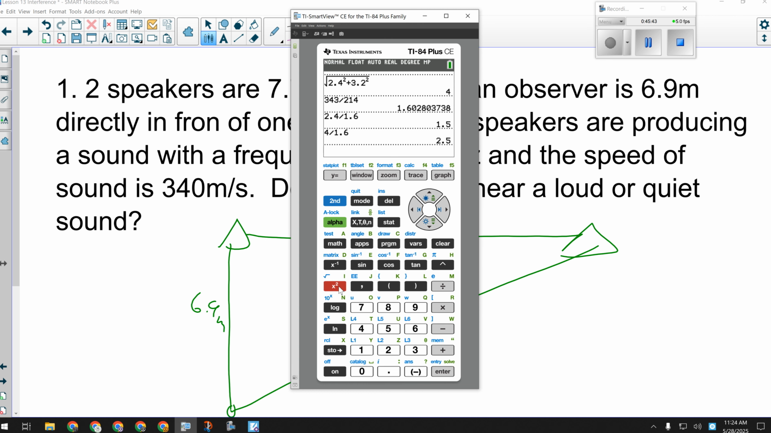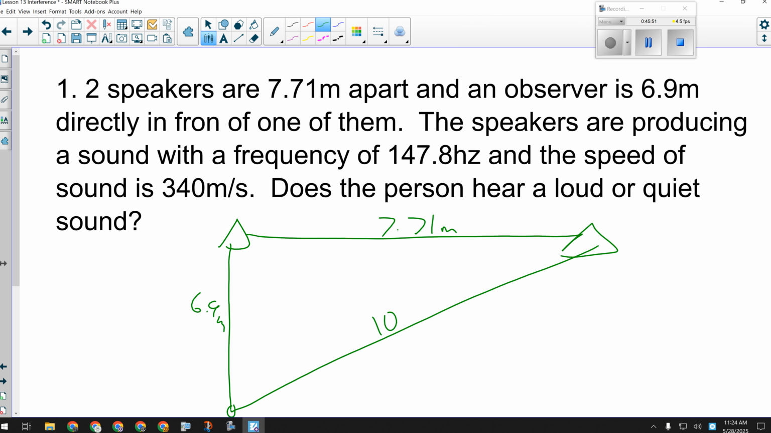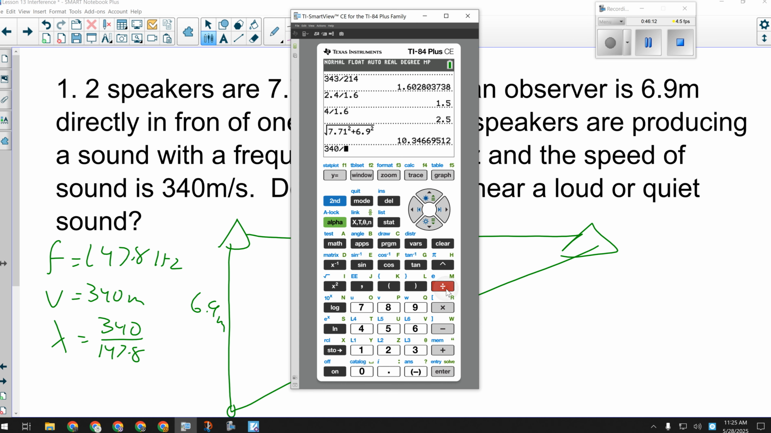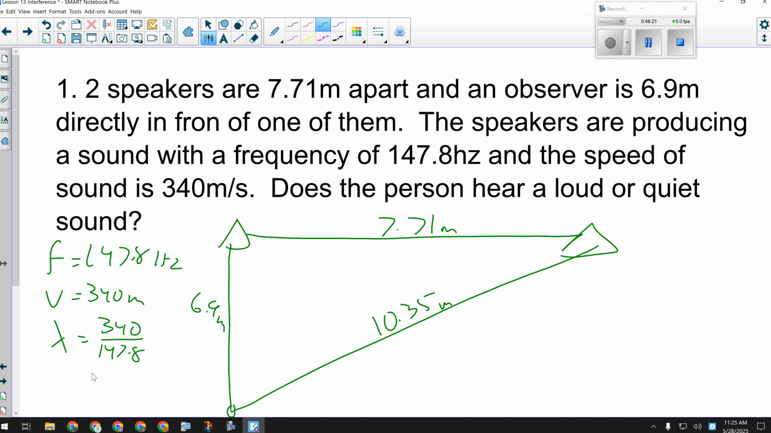So that'll be square root of 7.71 squared plus 6.9 squared. All right, so that side's 10.35 meters in length. We know the frequency, 147.8 hertz. Okay, and we know that the speed of sound is 340 meters per second. So we got to get lambda: 340 over 147.8. All right, so the wavelength is 2.3 meters.